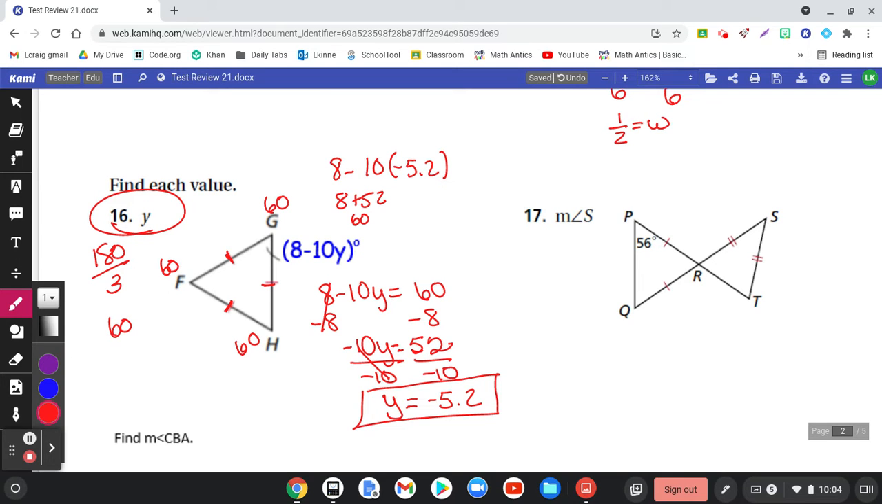All right, I told you there was another way we could do this as well. That was simplified a bit. But you could have said each angle is 8 minus 10y and then added them and set them equal to 180. You'd end up getting the same thing, just with a few more steps.